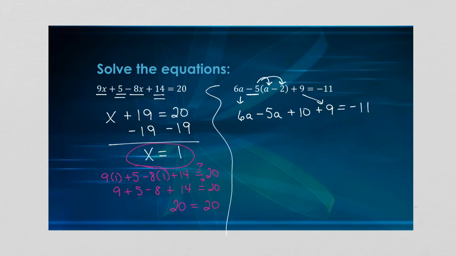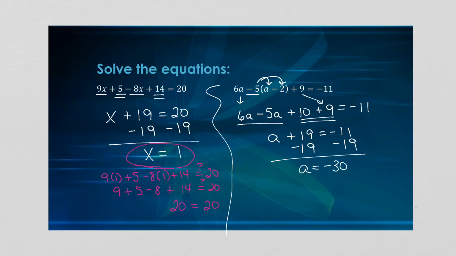Okay, now I want to combine my like terms. So these guys are like terms, and these guys are like terms. So 6a minus 5a is just plain old a. 10 plus 9 is 19. Now I need to subtract 19 from both sides. And I get that a is equal to negative 30. And again, you can check this by putting negative 30 in everywhere you see a, and then simplify. And the left side should equal the right side.